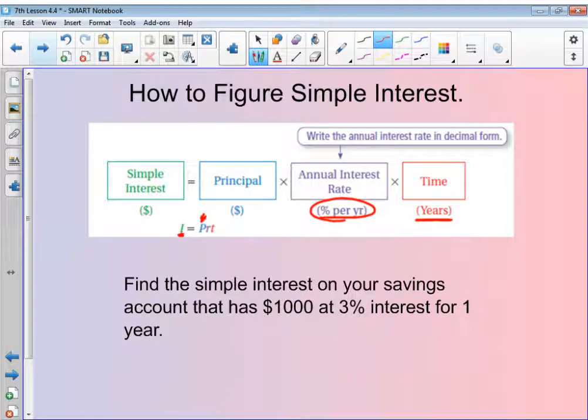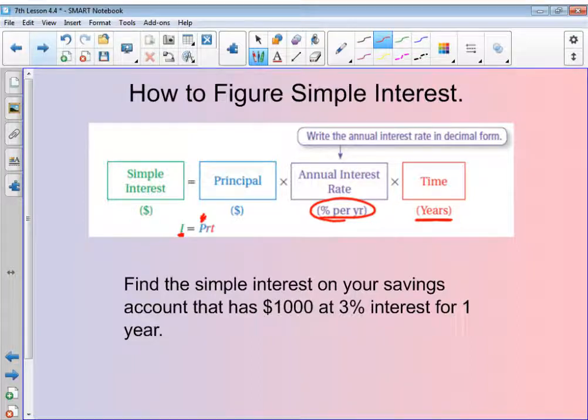Now, as long as we know three of these four values, we can always solve for the fourth one, okay? And we don't have to memorize four different formulas. We can plug the known information into each of those four letters and then solve for the missing letter.